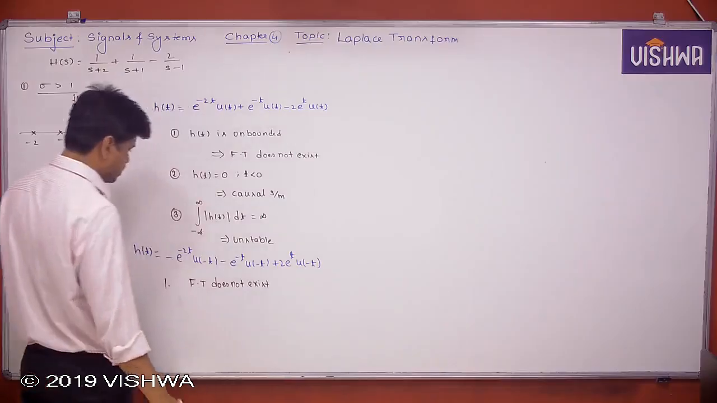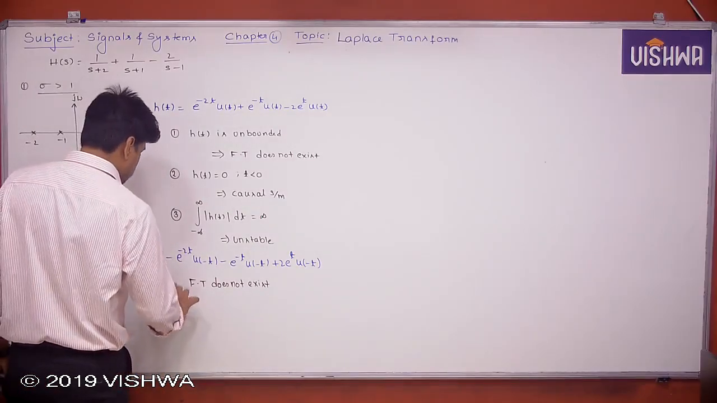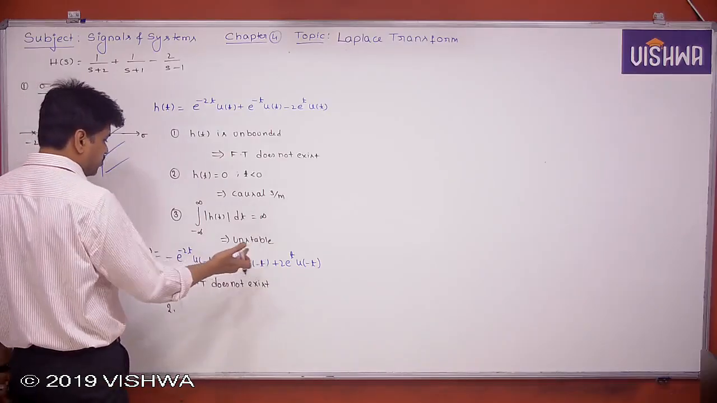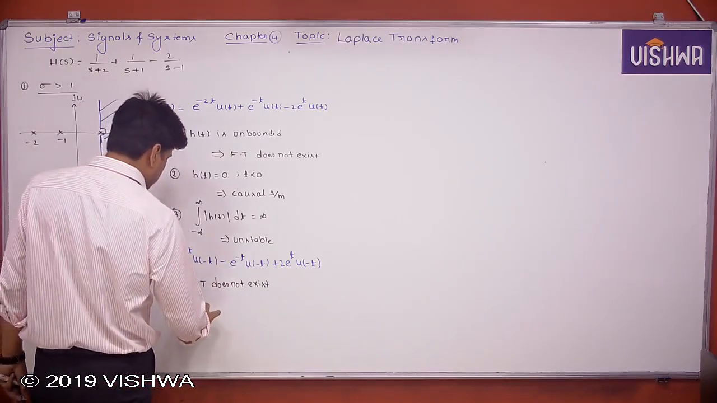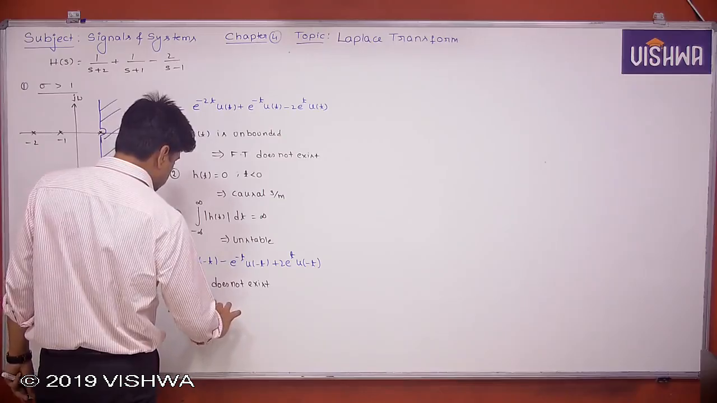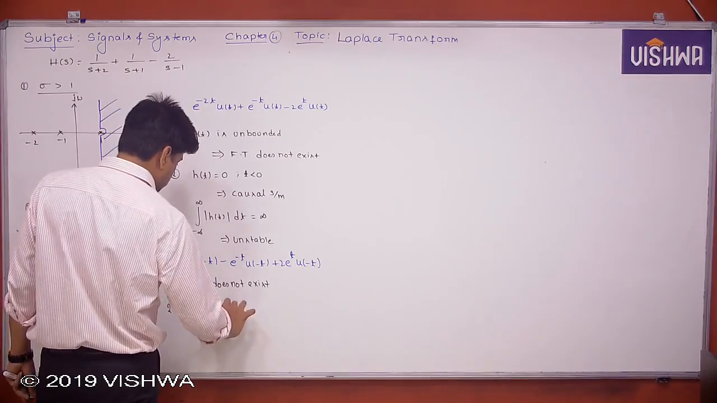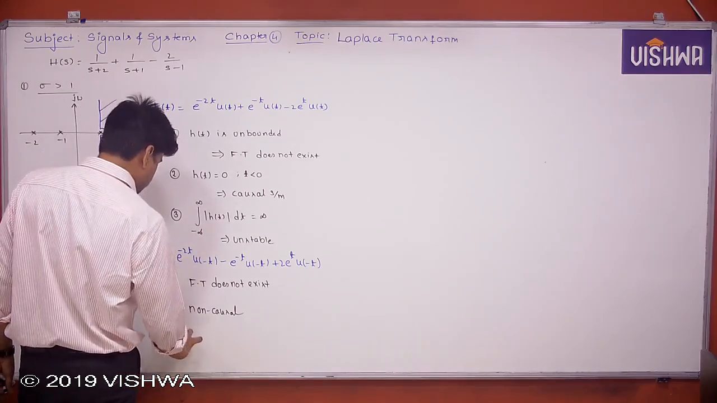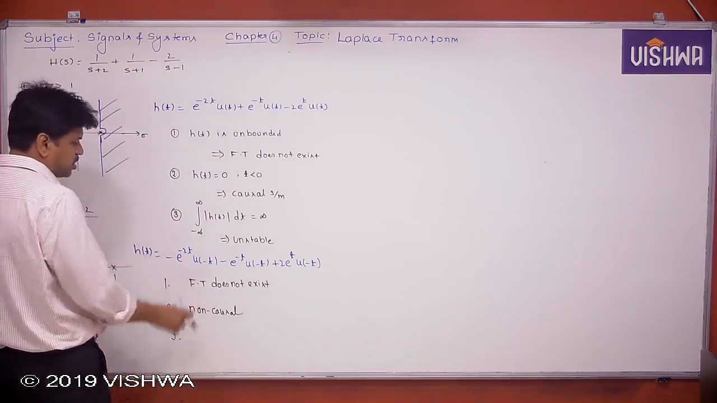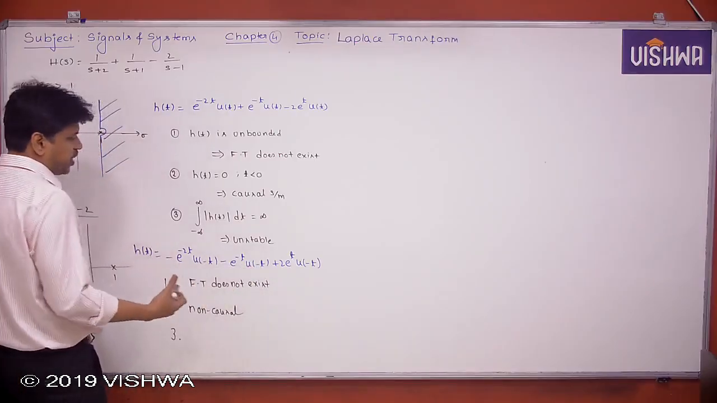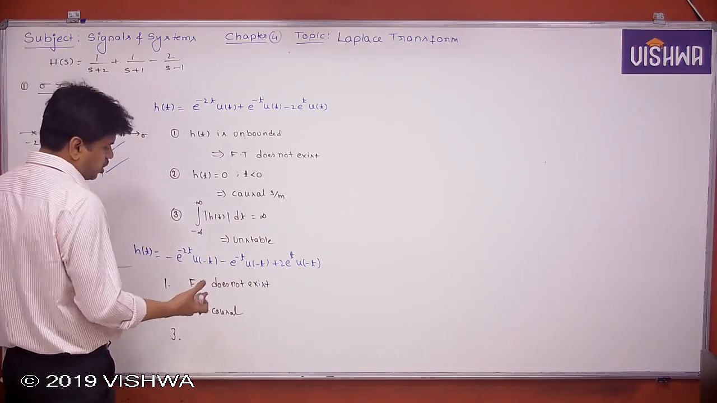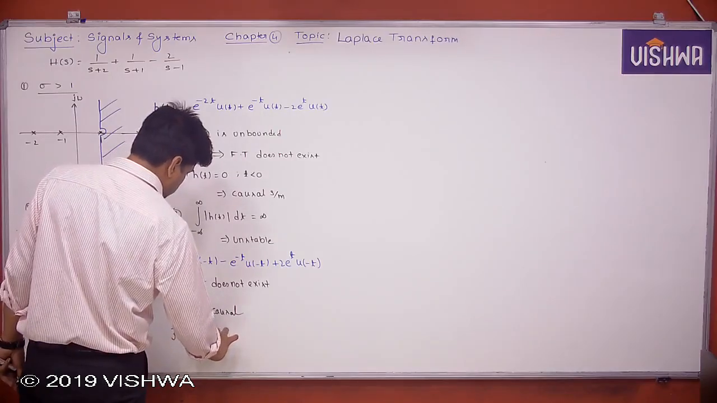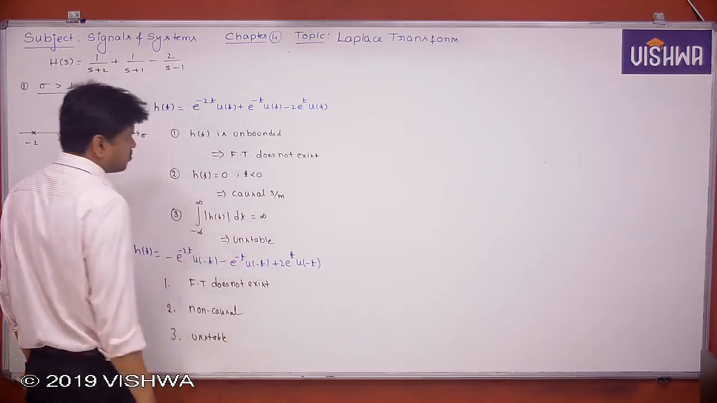Second one, causal or non-causal? Non-causal, because everything exists for negative values of time. Next, third one, stable or unstable? Because these two are unbounded, if you try to find the modulus area, it is going to be infinity. So it is unstable.